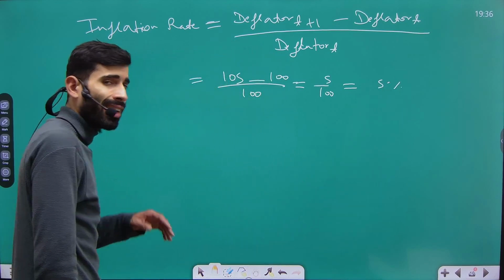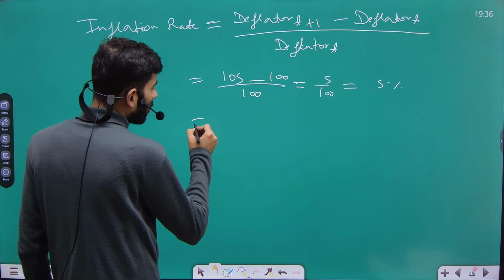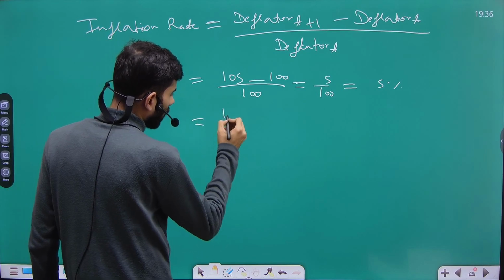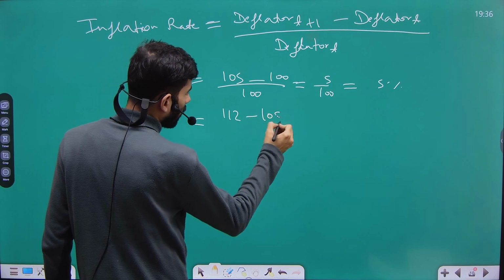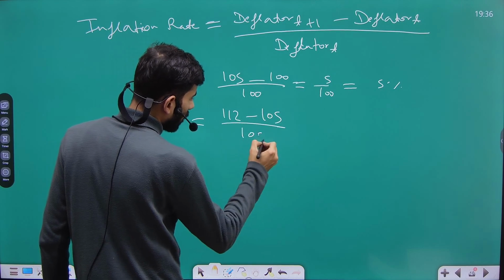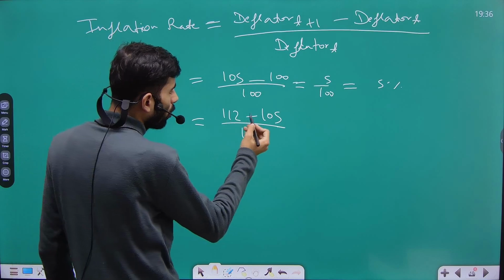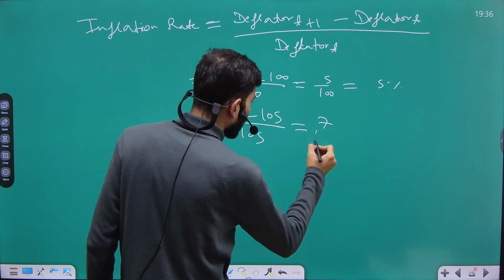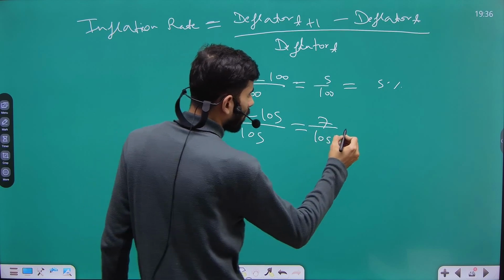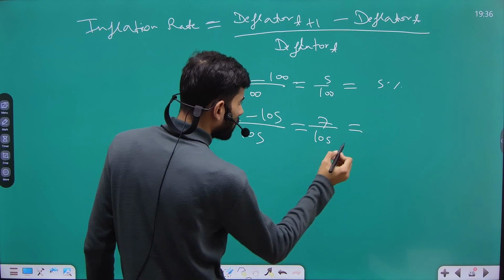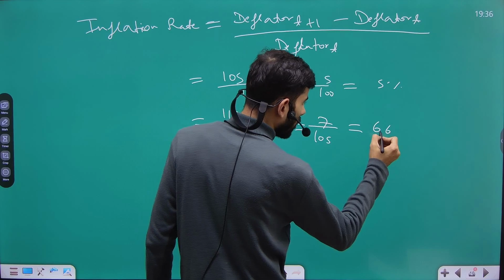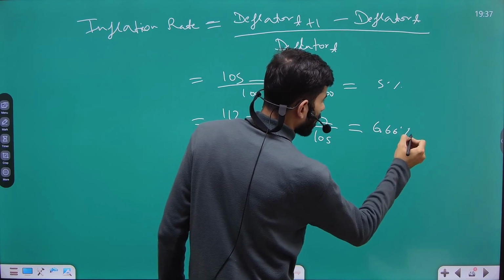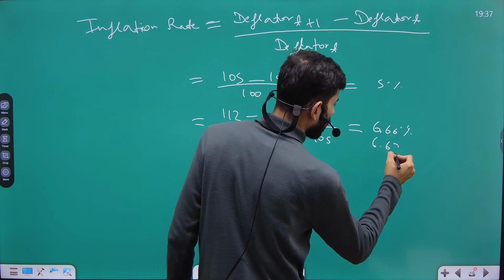Now suppose in a third year GDP deflator rises to 112. Then our inflation rate will be 112 minus 105 divided by 105, which is equal to 7 upon 105, which turns out to be 6.66%, or maybe 6.67%.